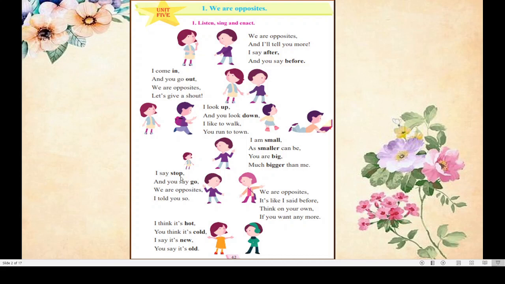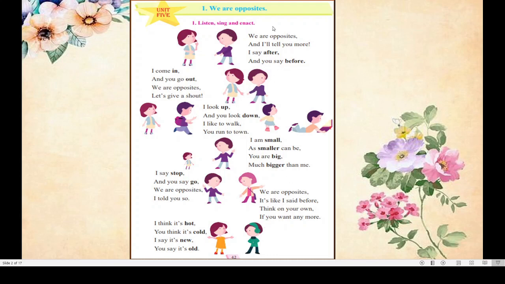I say stop and you say go. We are opposites. I told you so. We are opposites. It's like I said before. Think on your own if you want any more. I think it's hot. You think it's cold. I say it's new. You say it's old. Yes, this is our poem.